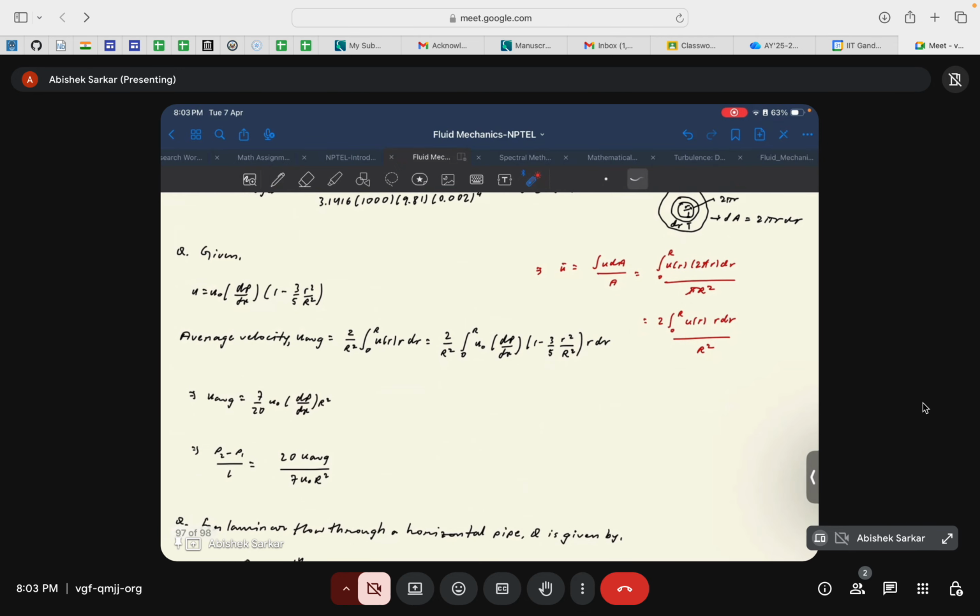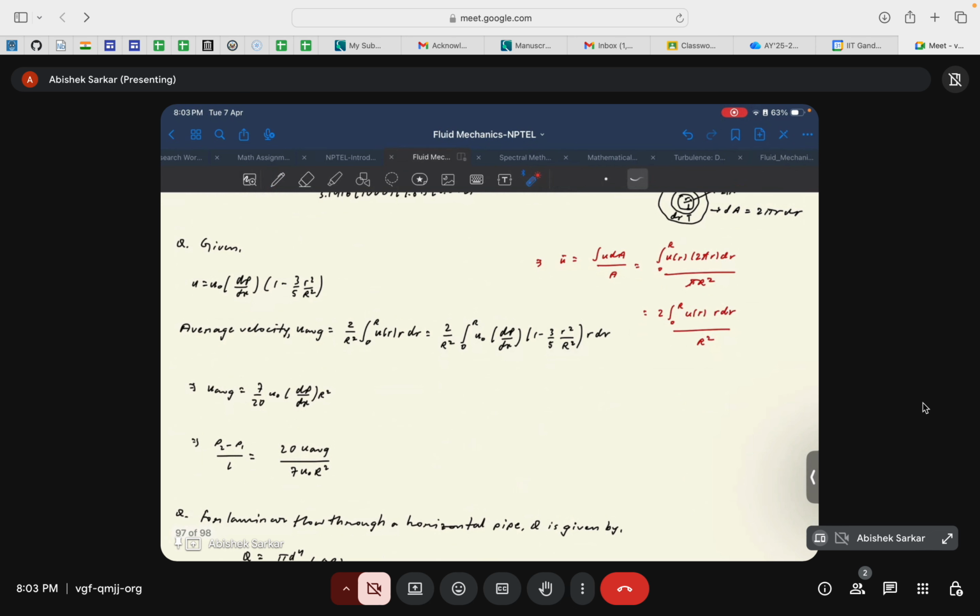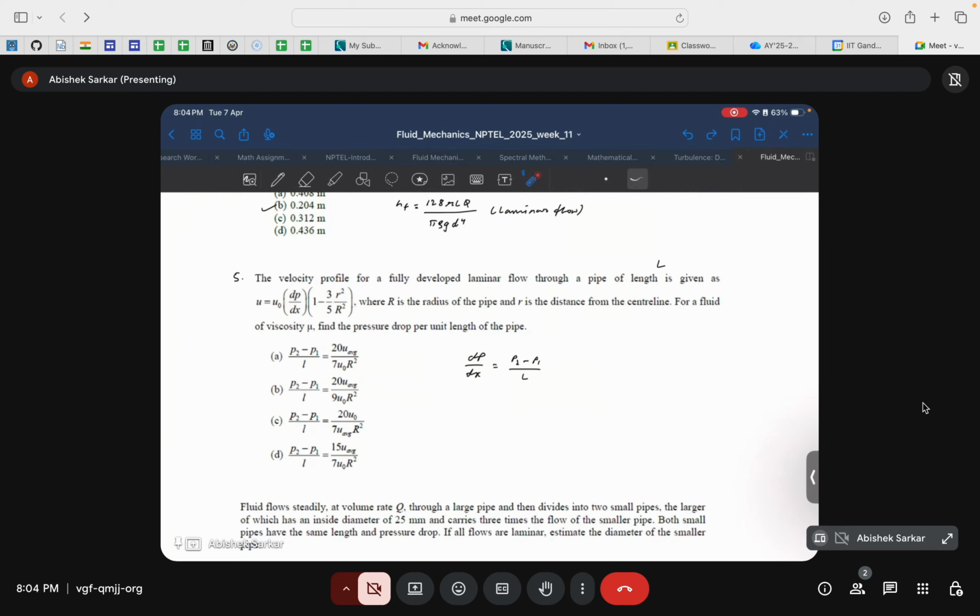The integration is a bit lengthy for this case, so I will skip it for now. You will have the average velocity as 7 by 20 times u naught dp by dx by r square. Since you have the expression of average velocity, just take all the terms to the right hand side. So dp by dx, which is p2 minus p1 by l, would be equal to 20 times u average by 7 u naught by r square. So the correct option would be option A.